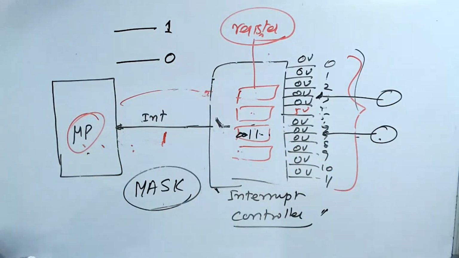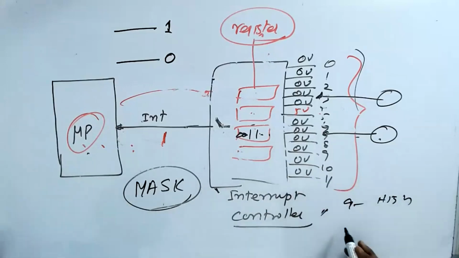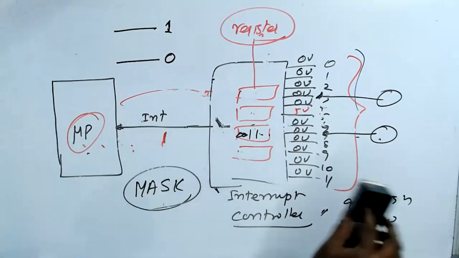Correct. Priority is set by the programmer. The programmer can set which interrupt gets the highest priority. Nobody will know that except you. You are the only one who knows which one should be given the highest priority. That's the advantage of the interrupt controller. It gives you the facility. You can say, hey, I want interrupt 9 to be the highest priority and interrupt 11 to be the lowest priority. You can say that.